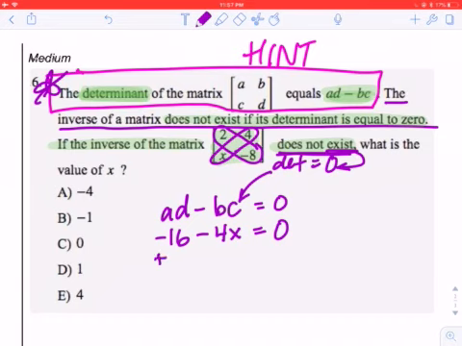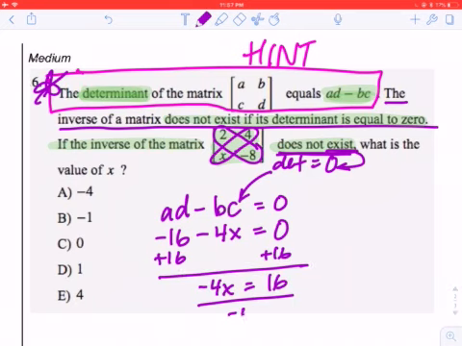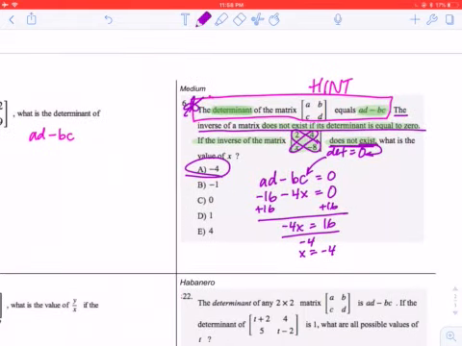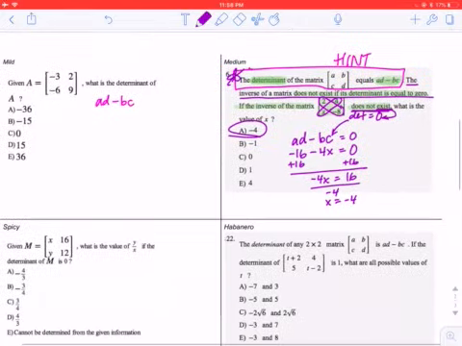From there, I can just solve this equation. Add 16, negative 4x equals 16. Divide by negative 4, x equals negative 4. So my correct answer is A in this case. Okay, that's my medium level. I just created an equation and used my hint.